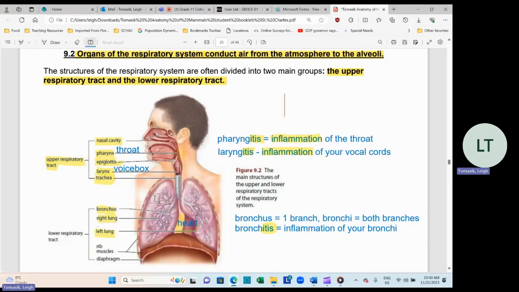Your lungs have lobes, and your right lung actually has an extra lobe. So you can see the lungs sort of have like chunks to them.